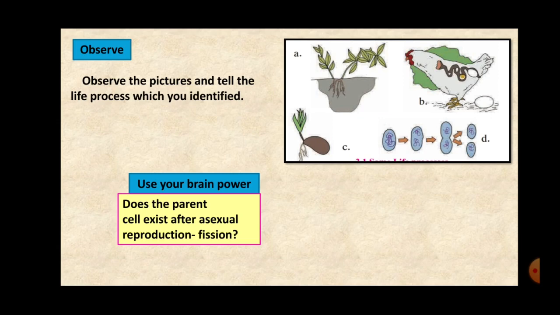The next is use your brain power. Again, it is on the same page, okay? Does the parent cell exist after asexual reproduction or fission? No. Because in asexual reproduction or fission, the cell divides into two new daughter cells, right? So the parent cell doesn't exist, okay.